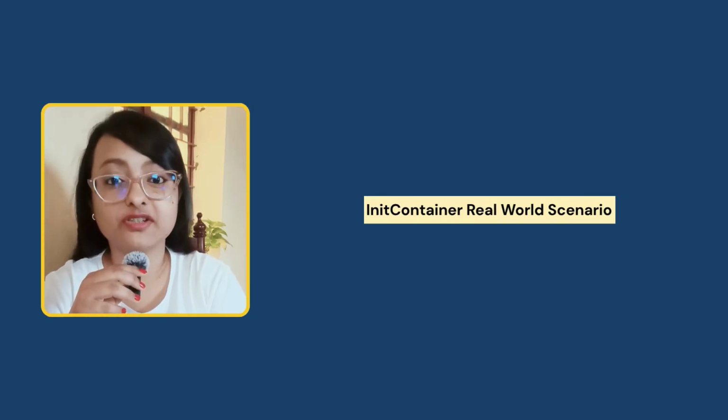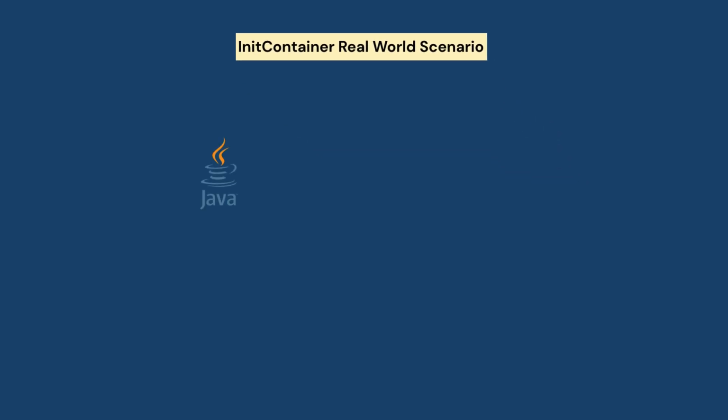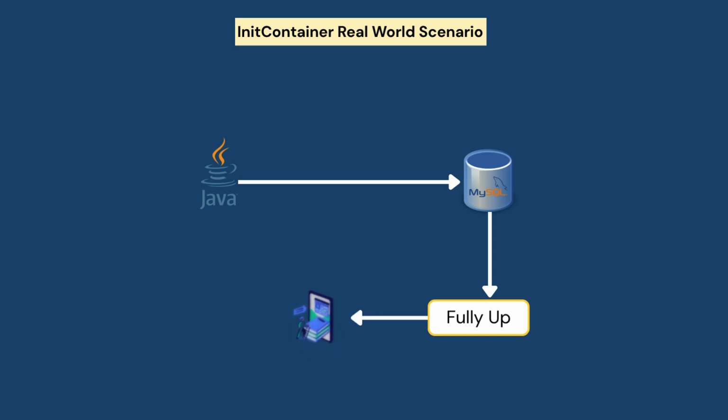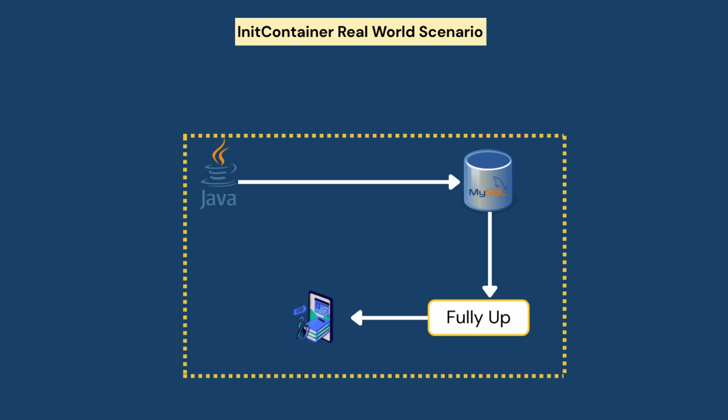Now let's check out a real world init container scenario. Let's say your Java application connects to a MySQL DB. You want your application to wait until the database is fully ready. So you move that logic into a separate container that just waits for the DB.